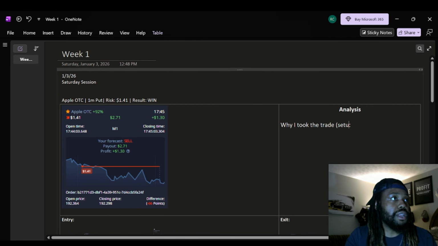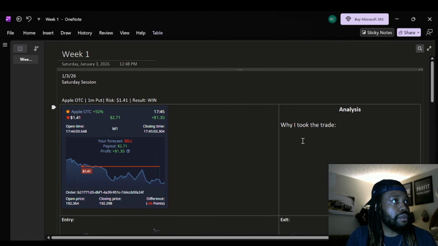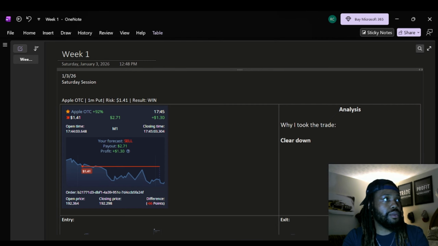That's basically your analysis, why you took the trade. Why I took this trade? Why is it... oh, it's on center. Let me align this to the left. All right. So why I took this trade? Clear downtrend.